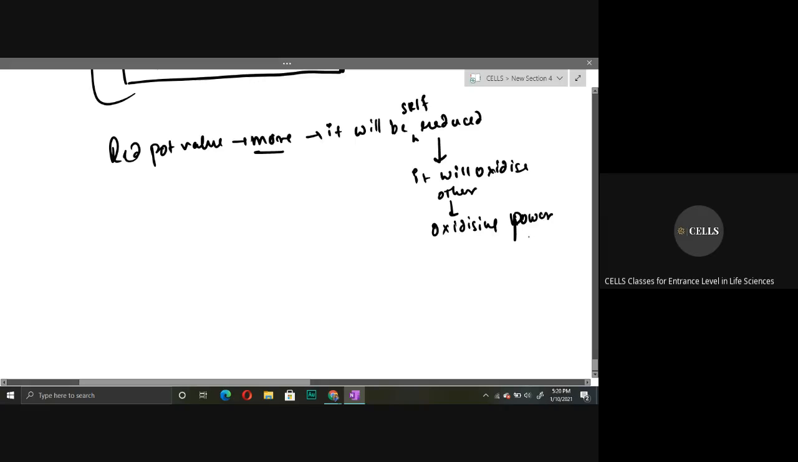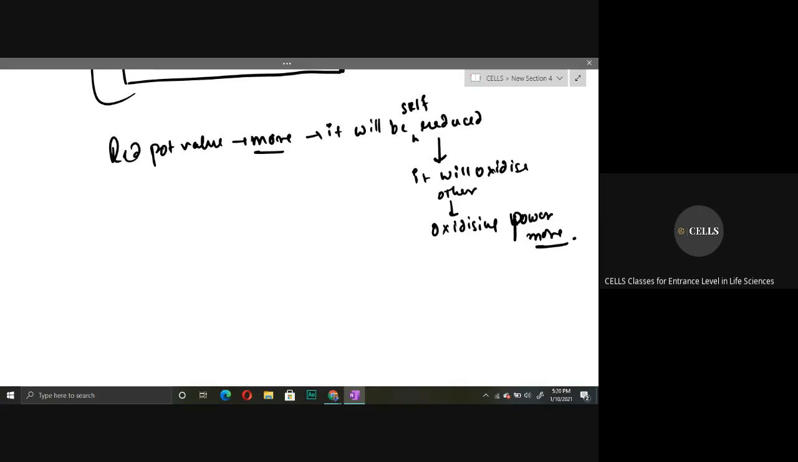Suppose for a particular electrode, if the reduction potential is more, that electrode will be reduced itself, but it will oxidize the other electrode, so the oxidizing power is more. So those electrodes which have higher reduction potential also have higher oxidizing power, not oxidation potential, oxidizing power. Tendency to oxidize others is known as oxidizing power. Tendency to reduce itself is known as reduction potential. So more reduction potential means it is self reduced, will oxidize others, so the oxidizing power is more.